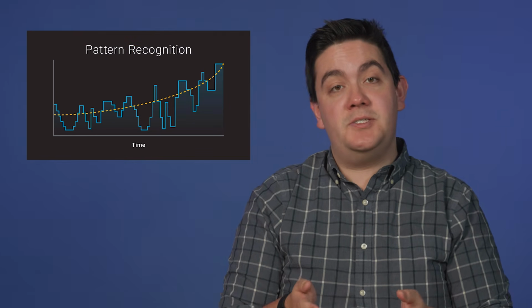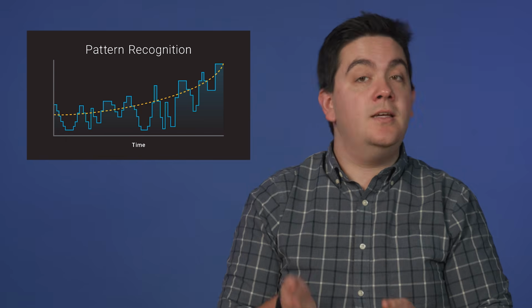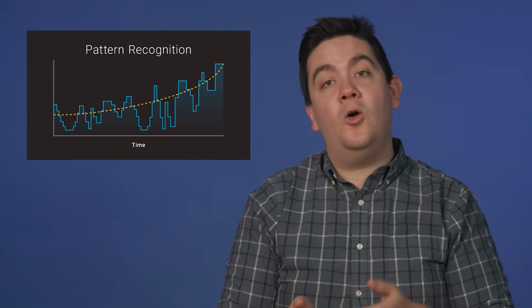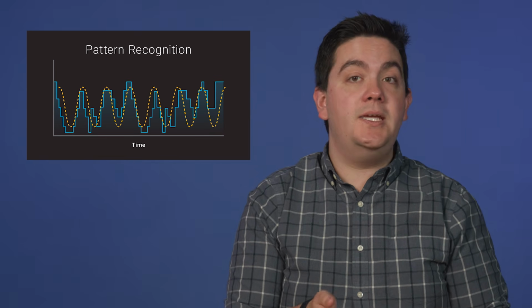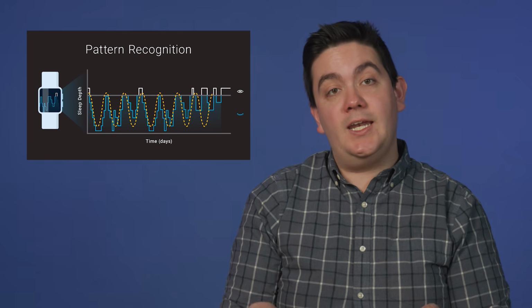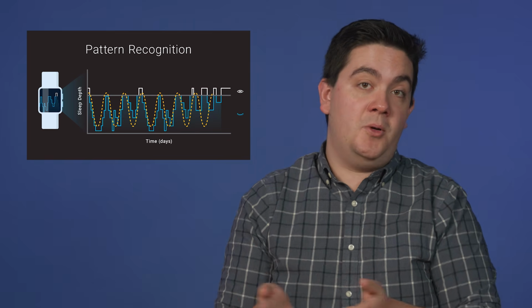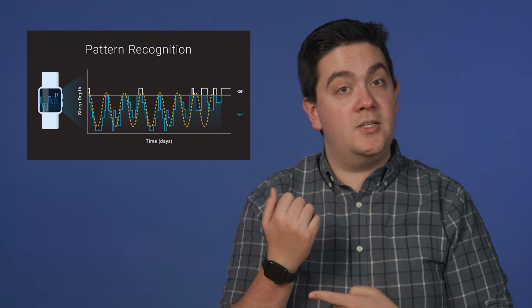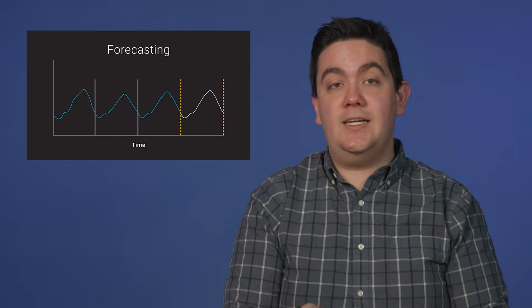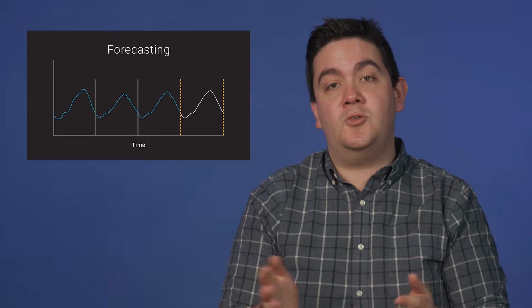First, pattern recognition, where you analyze time series for known characteristics, like trends that occur over time, or cyclical variations that repeat at regular intervals. By recognizing the recurring patterns in your sleep over multiple days, your smartwatch can determine whether you had a good night of sleep or a not so great one. Ugh.